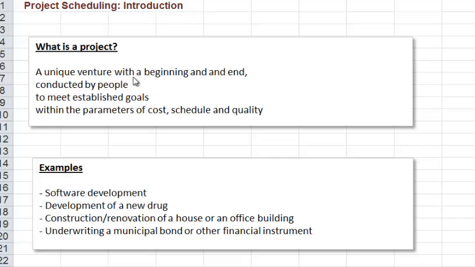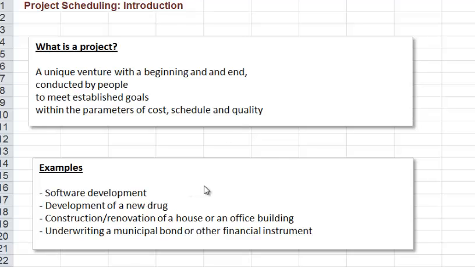Now, it's conducted by people. Often a project is done by a group of people, and there will be some specified goals, like build a bridge that won't fall down. Usually in business, there is a budget associated with the project. It should be done by a certain deadline and should meet some quality standard.